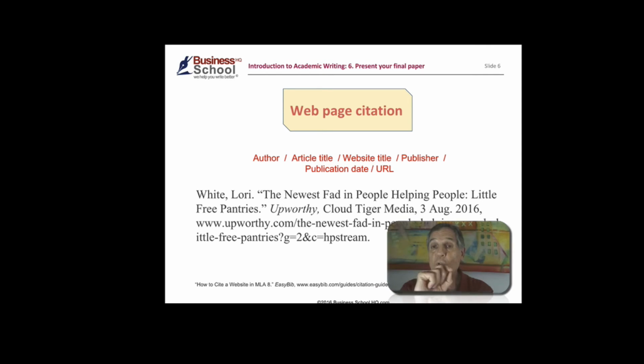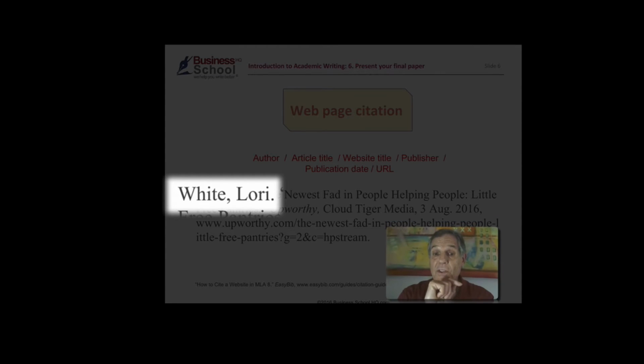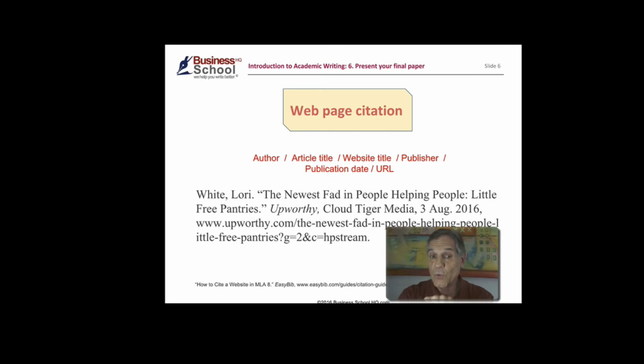So you begin with the last name of the author, White, followed by the first name, Lori, and then a period. You write the title of the article in quotation marks, followed by a period at the end of the title, which appears inside the quote. Small point, but important.